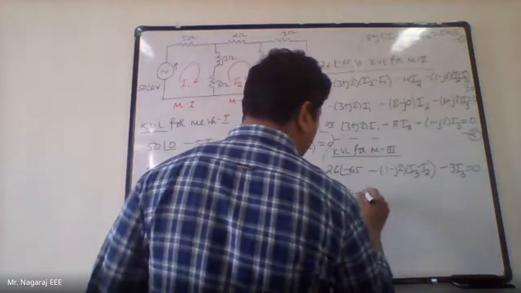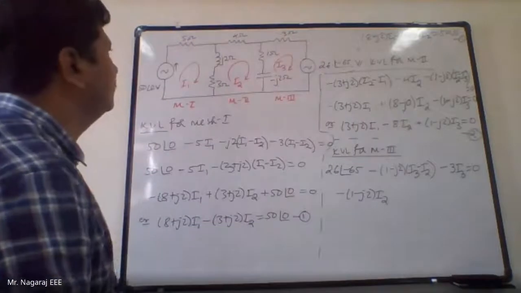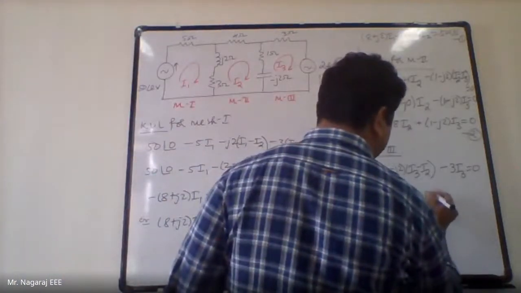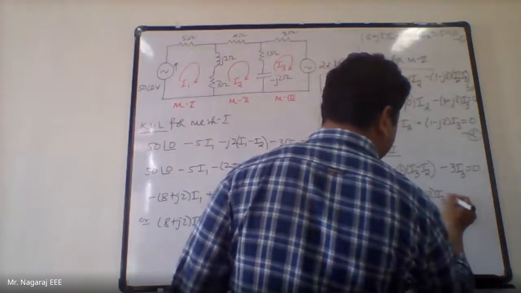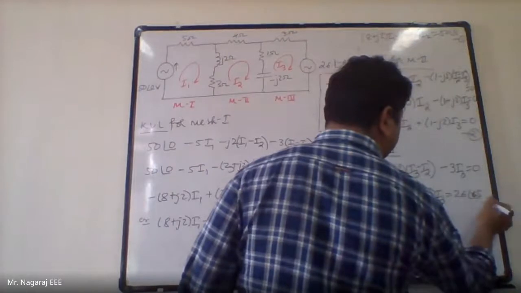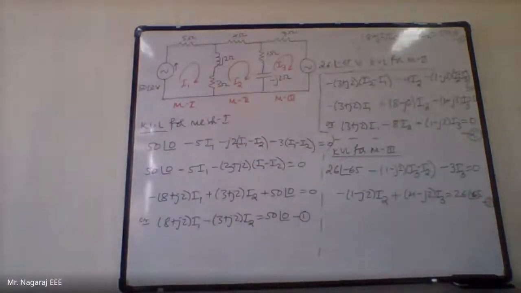Or I can write it as minus (1 minus j2) into I2 plus (4 minus j2) into I3 is equal to 26 at an angle minus 65. This is equation 3.